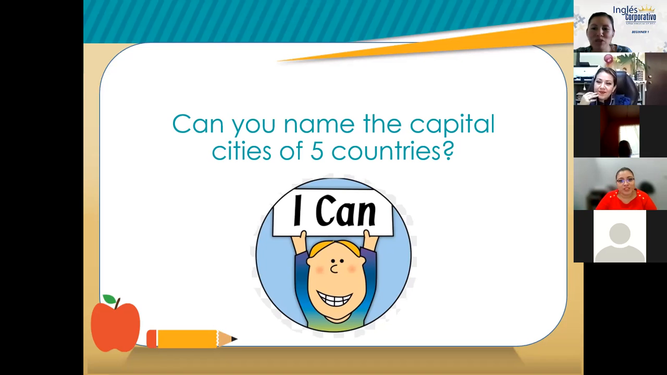Estados Unidos, Washington. Washington, D.C., okay. Only the capital, not the country? I mean, if you want to add the country, that's perfect. So, United States? Okay. Washington, D.C. United States is Washington, and the Canada is Ottawa. In the Honduras is Tegucigalpa. Nicaragua is Managua.